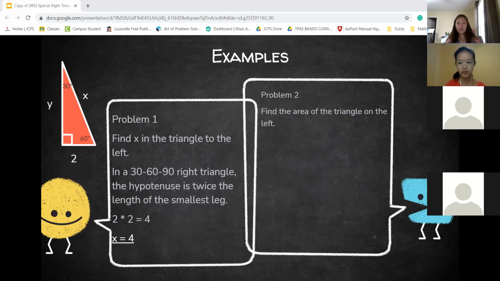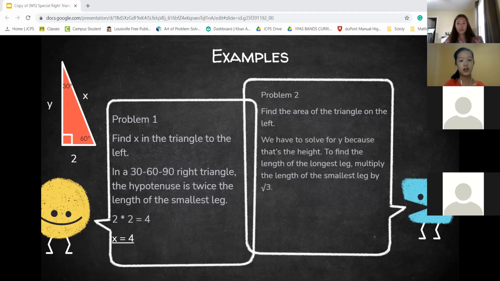Okay, so most of you guys have gotten to understand this. Just remember that to get the length of the longer leg, you have to multiply the shorter leg by square root of 3. In this case, the longer leg would be y. To solve, you just multiply the shortest leg by square root of 3. So y would equal 2 times the square root of 3.